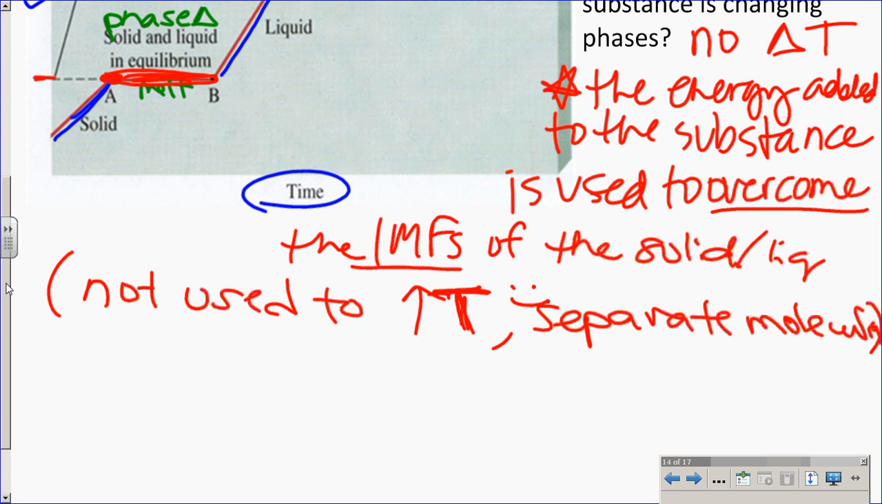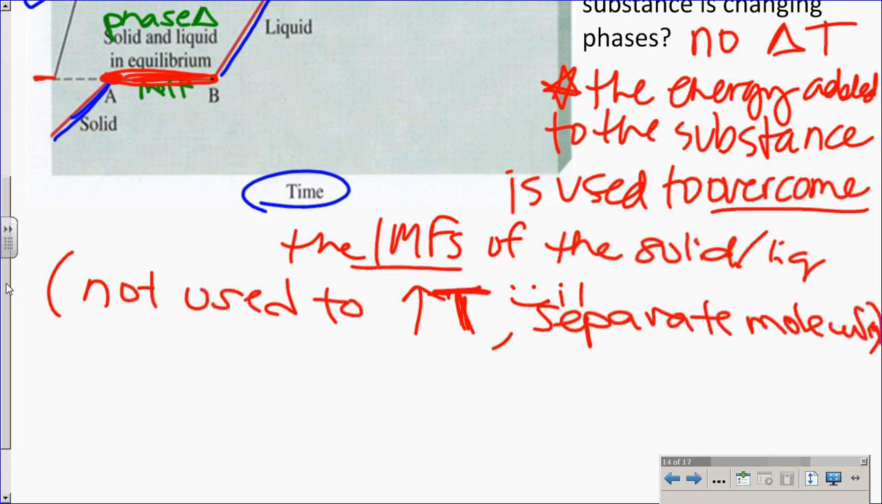Yeah. What's it say after solid? It's slash liquid. What's up?